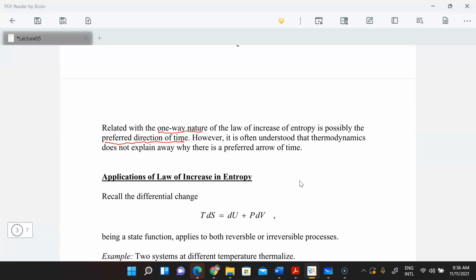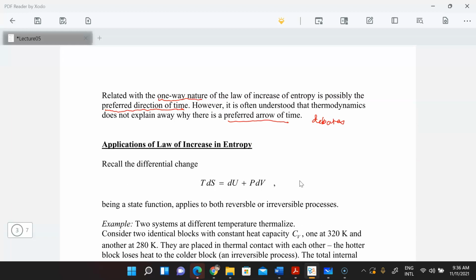It in no way explains why we have this preferred arrow of time. Okay, it has been a philosophical debate. There are a lot of debates about this, but no, I'm not going to go into it. We can look at some papers later on as part of your student-centered learning modules, so you can go through some of the papers there.